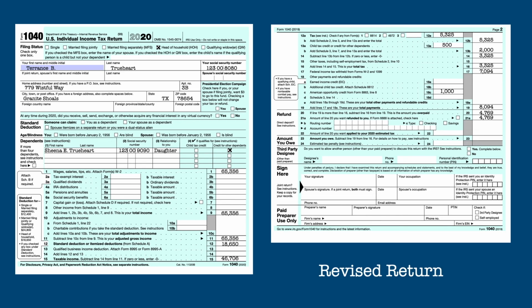Since Terrence is now claiming his daughter as a dependent, he can now change his filing status to head of household. Here, Terrence lists the name and social security number of his daughter, and checks that she qualifies for the credit for other dependents. This credit goes on line 19 of page 2 of the revised 1040.